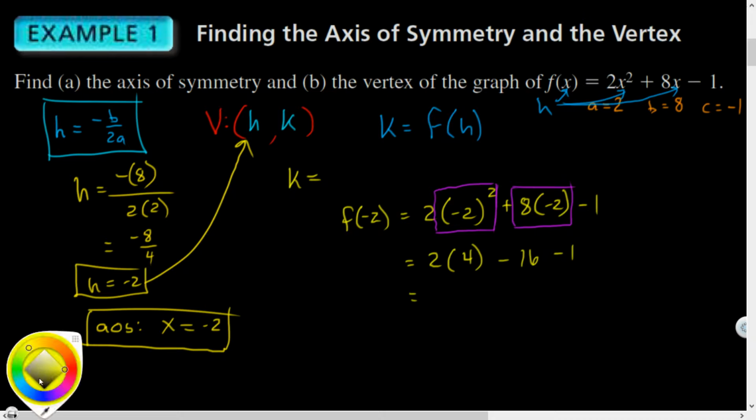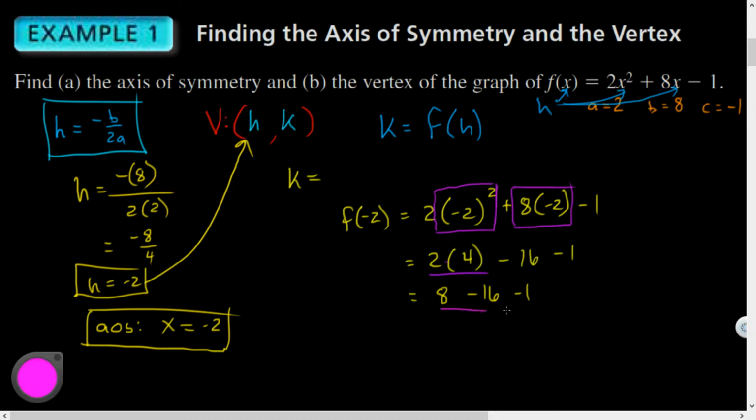Right, now I'm just PEMDASing. I'm going to go slow with this first PEMDAS for our sake. The next thing I would do is the multiply. So 2 times 4 is 8, minus 16 minus 1. And I'm going to do this leftmost subtraction first, right? Because subtraction and addition is from left to right. So 8 minus 16 is negative 8. Minus 1 is going to be negative 9. So I just found that f of negative 2 is negative 9.